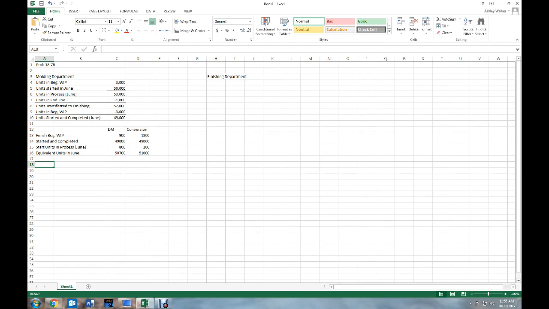So we know if we go back to what we need to do in the instructions, part 1, we have the units started and completed. We've computed the equivalent units of direct materials and conversion for the molding department. So now we need the cost per equivalent unit of input resources for the molding department for June. So go back and look at our fact pattern. Our molding costs transferred to finishing during June are unknown, so we need to figure that out.